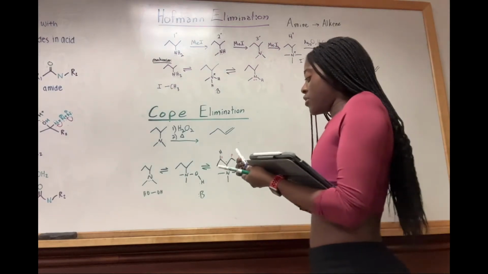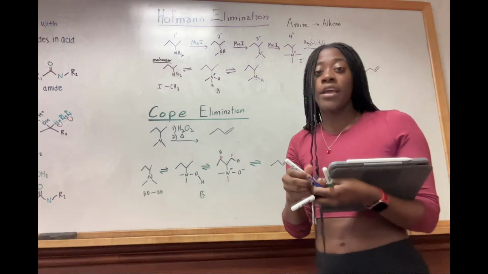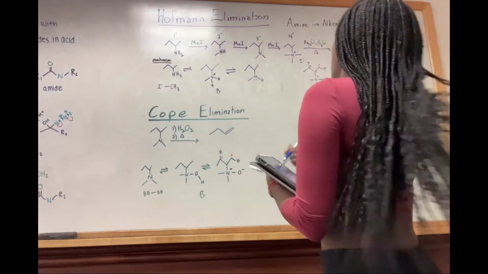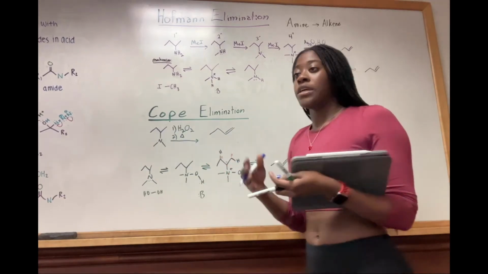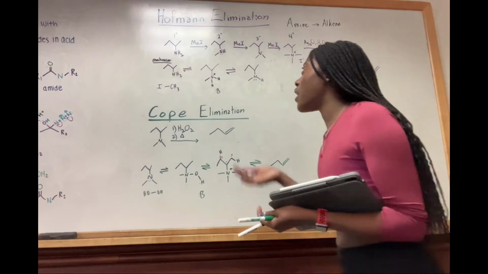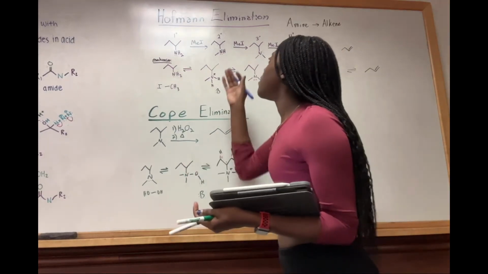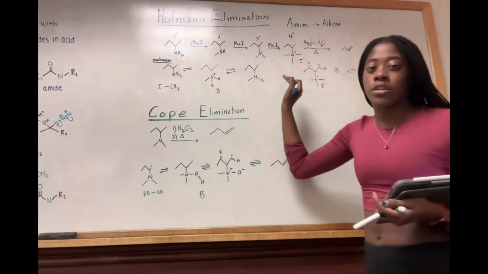With the Hofmann elimination, we can start with either a primary amine, secondary amine, or a tertiary amine. Ultimately, all of these amines, primary, secondary, or tertiary, need to be converted to a quaternary, positively charged amine. How do we do that? We can use methyl iodide to convert primary to secondary, secondary to tertiary, and tertiary to quaternary.